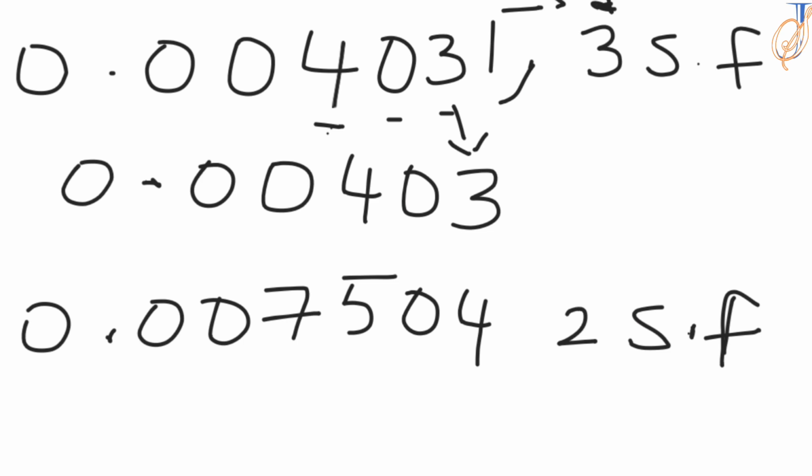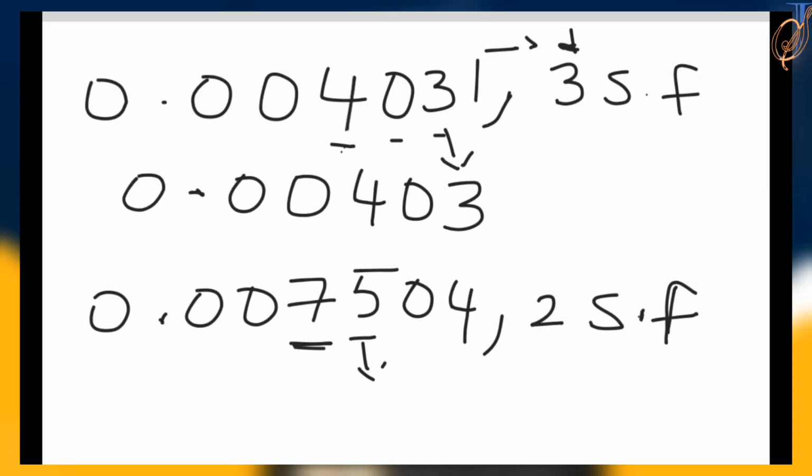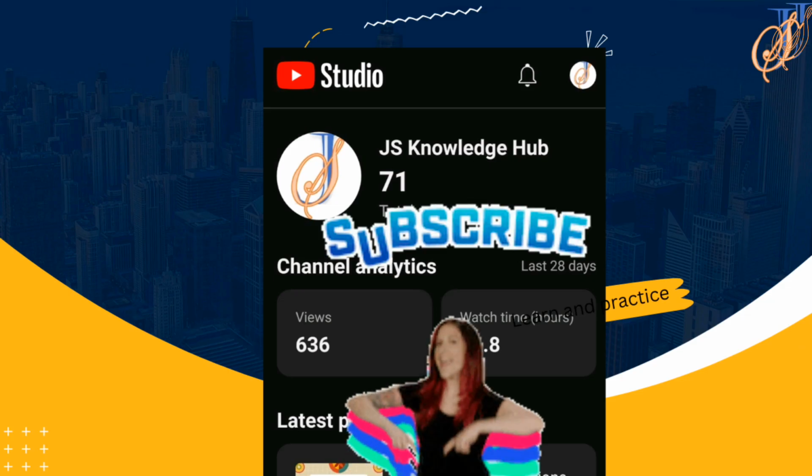0.007504. They are asking to write in 2 significant figures. For significant figures, you have to count from a non-zero number. So here 7 is a non-zero number. You have to count from here. So 1, 2. Now 5 is your last digit and 0 is your decider. Here 0 is less than 4. That means keep the last digit the same. So the result is 0.0075.